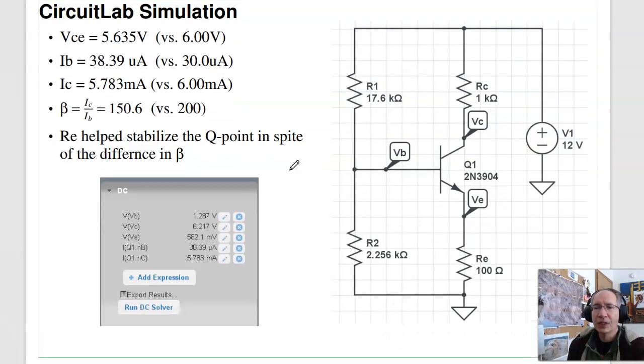In Circuit Lab, if I redesign it, here's your 100 ohms, R1, R2. You simulate it. I designed for a Q point of 6 volts. I actually got 5.6 volts. Again, a little bit different because beta isn't 200 in Circuit Lab, but it's pretty close to 6 volts. Essentially, RE stabilized the Q point.